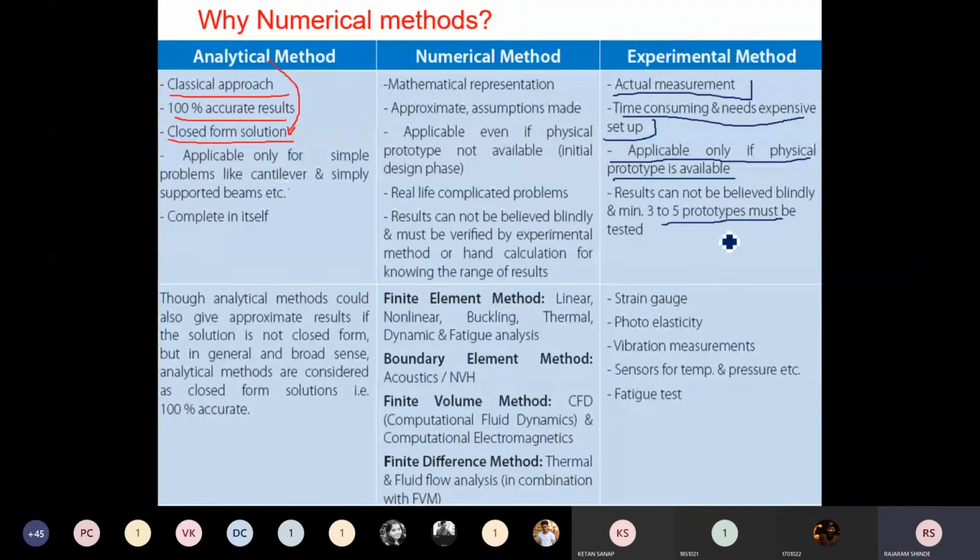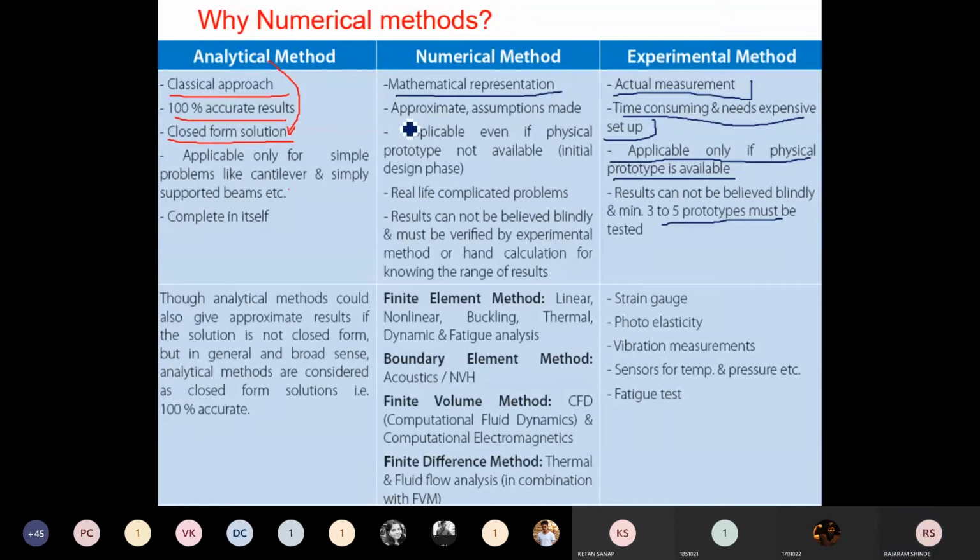Now, after seeing the disadvantages of the experimental method and the analytical method, what is the solution for overcoming these drawbacks? To overcome these drawbacks, we have the numerical method. In the numerical method, we need the mathematical representation of the system, the same as in the analytical method. That means we need the differential equation of the component.